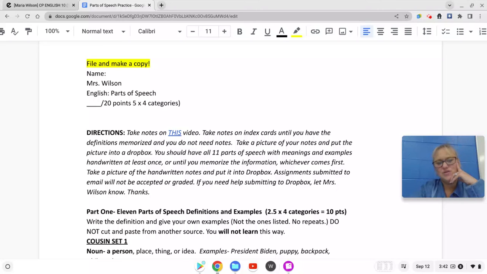Hey there, so let's look at parts of speech. This is the foundation for vocabulary. It's the foundation for good writing, and so we've got to get it for real and forever at the beginning of the school year.